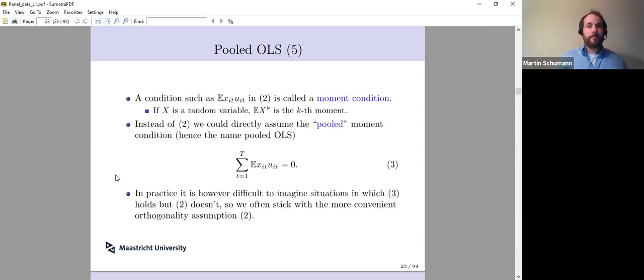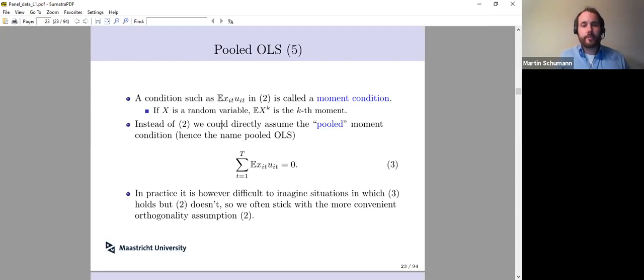Okay, what's next? Now, this condition here, this contemporaneous uncorrelatedness, is also called a moment condition, right? So why is it called a moment condition? Well, if x is a random variable, then the expectation of x to the power k is called the kth moment. So in here we have the first moment of the product of x and u.